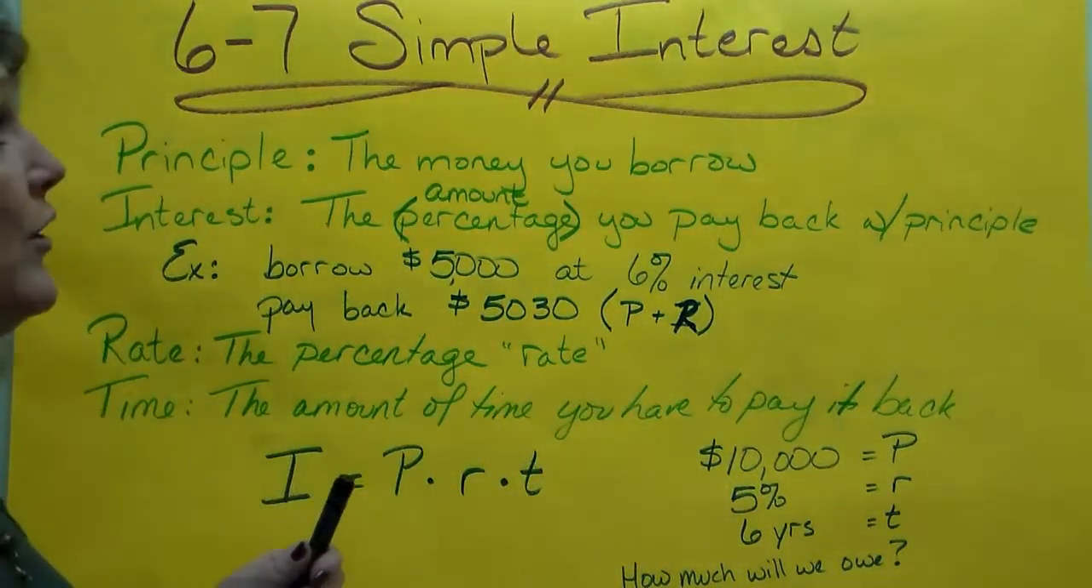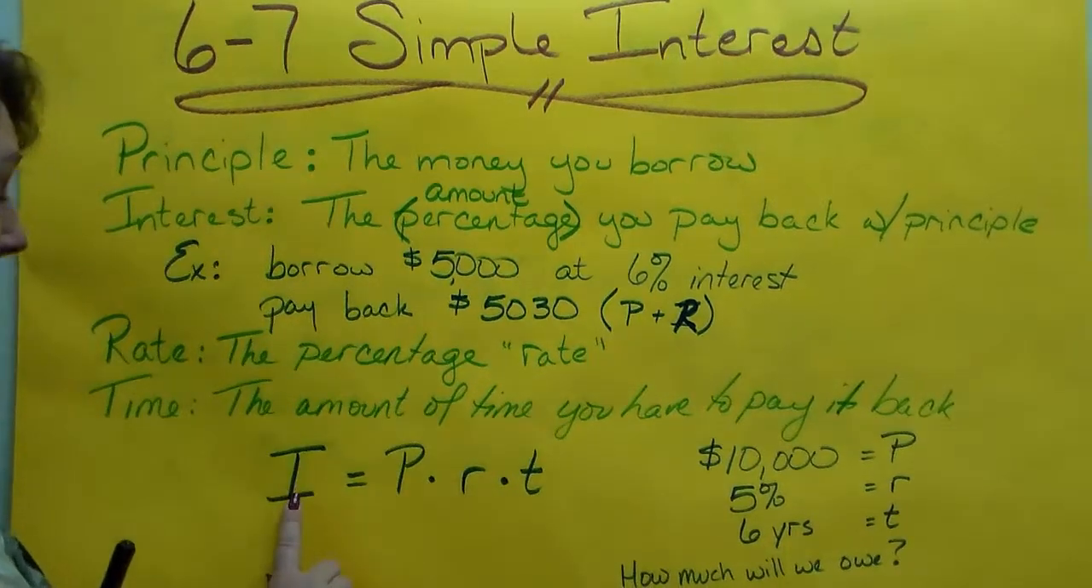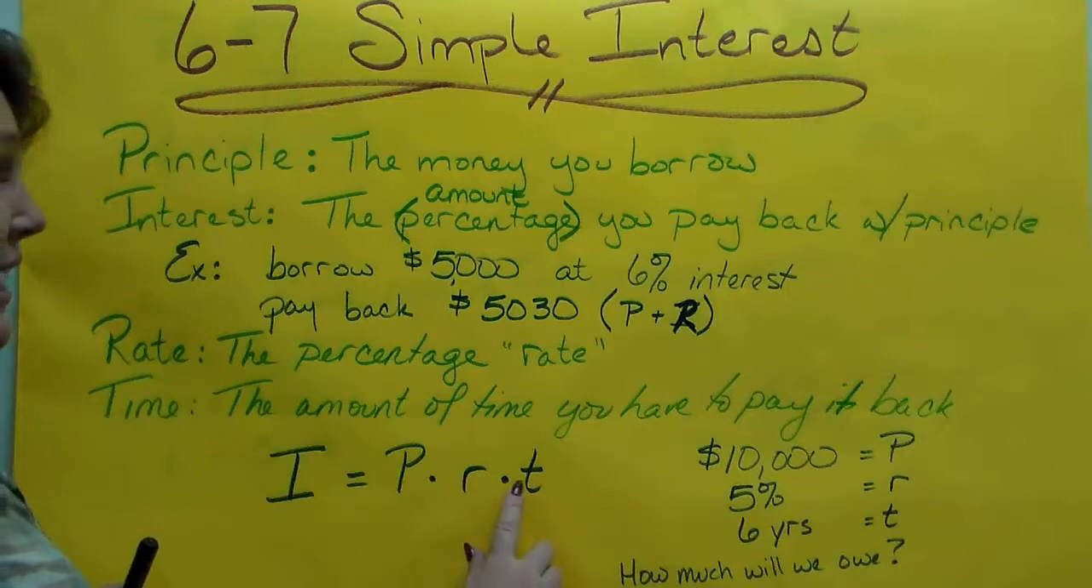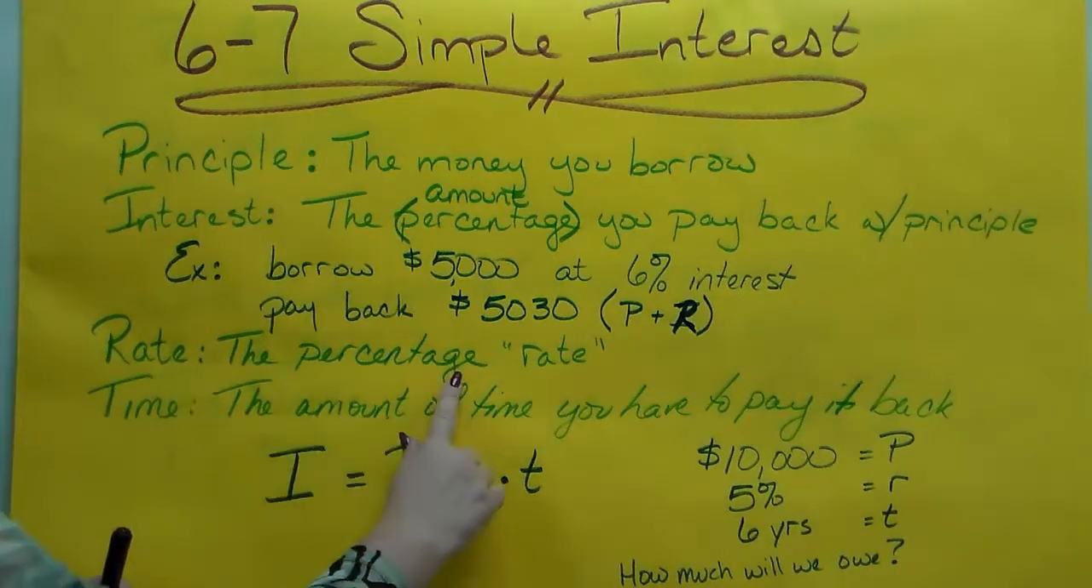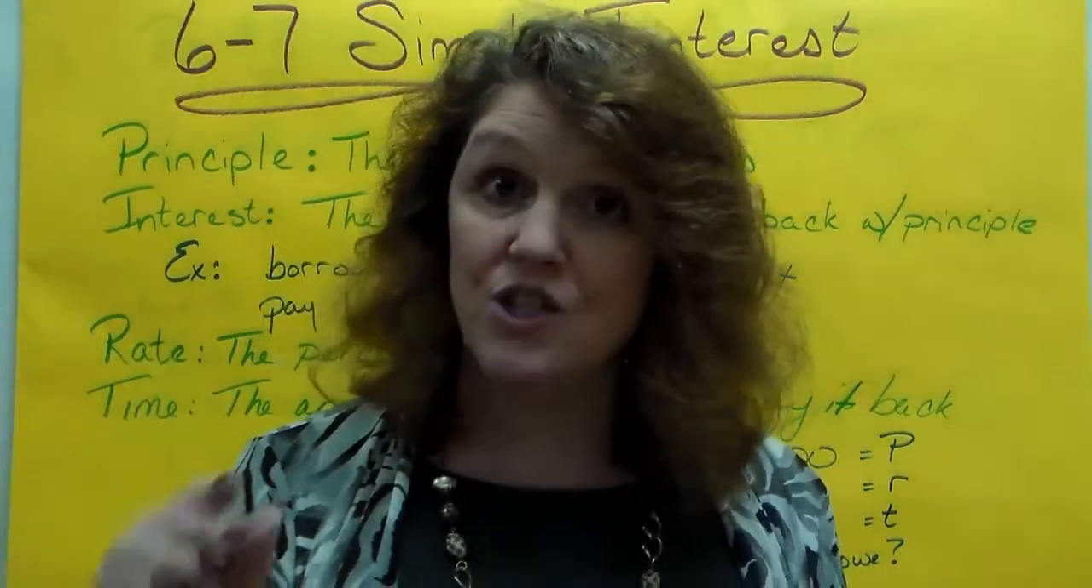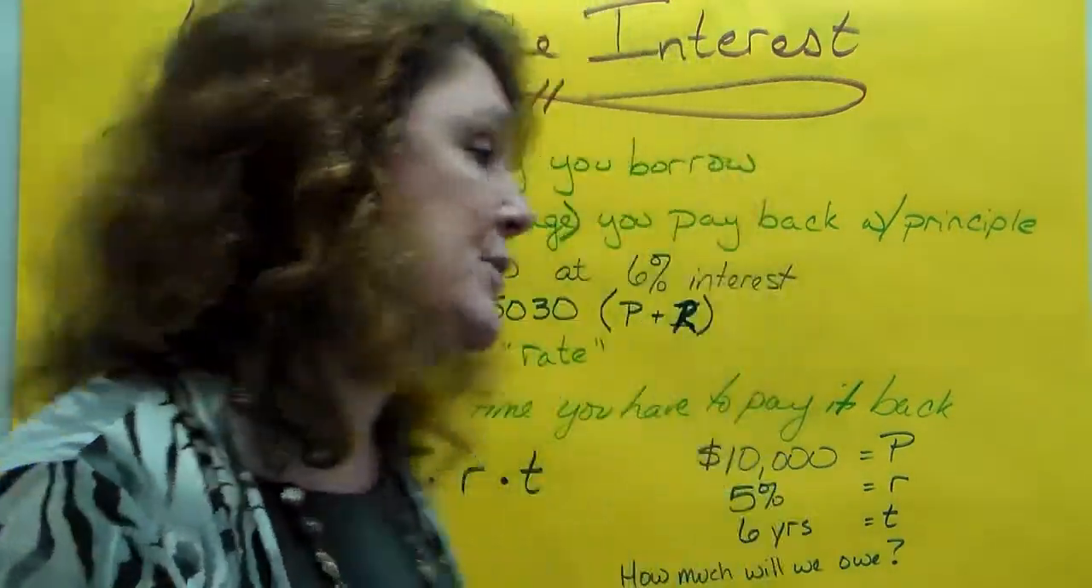Now, when you're figuring simple interest, your interest is going to equal the principal times the rate times the time. And of course we have to change the rate to a decimal because you can never multiply percentages. Always have to change them to decimals.